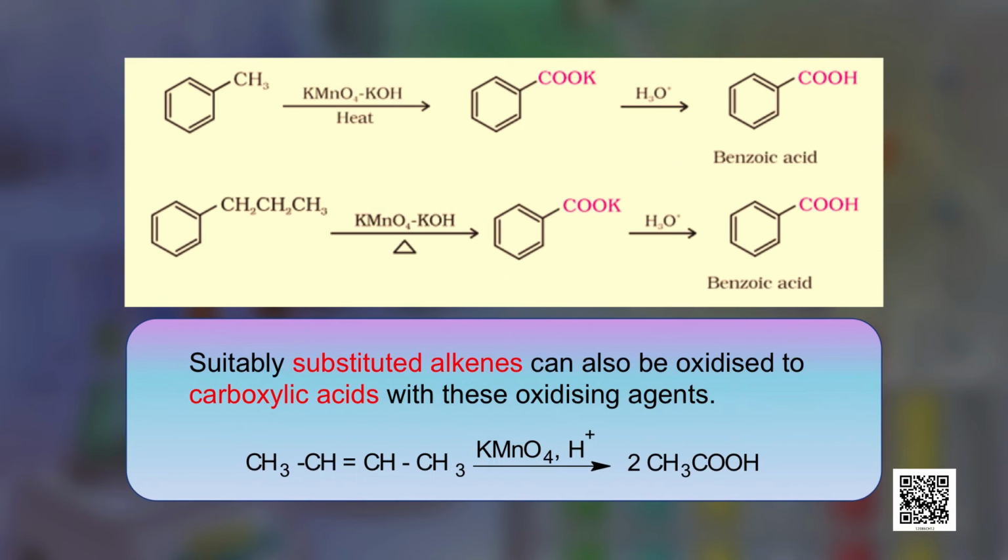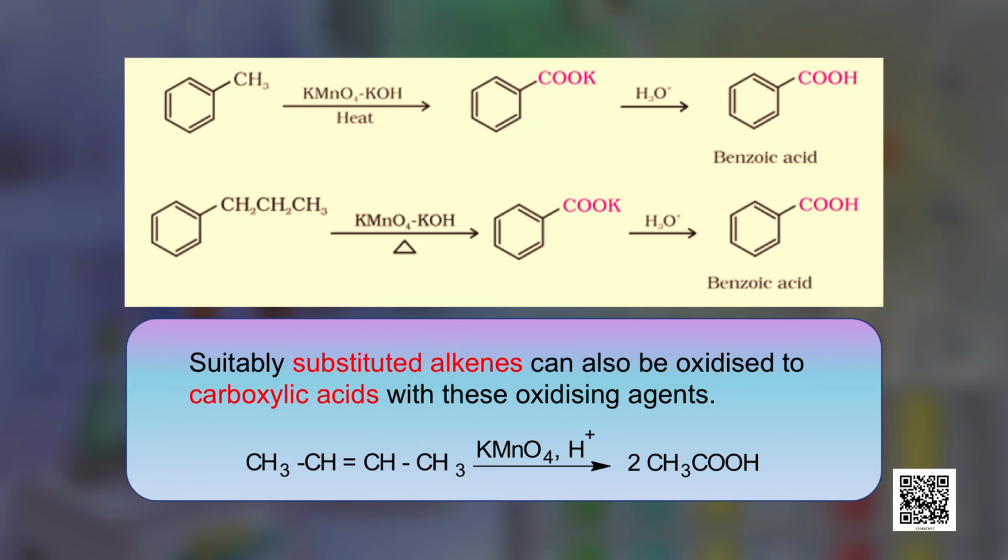Here you can see as an example that toluene can be oxidized to benzoic acid, and even if you start with ethyl benzene or propyl benzene, we will get only benzoic acid as a product. You can see in the reactions here.